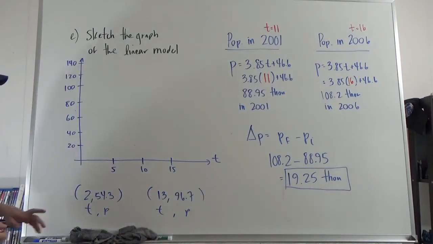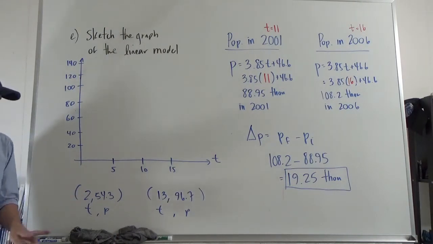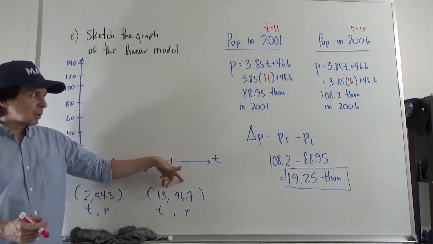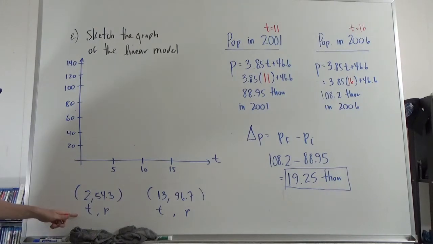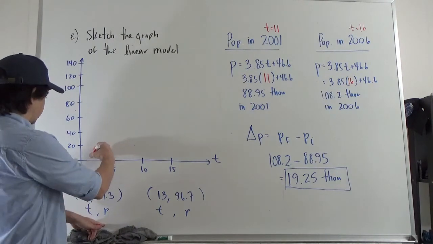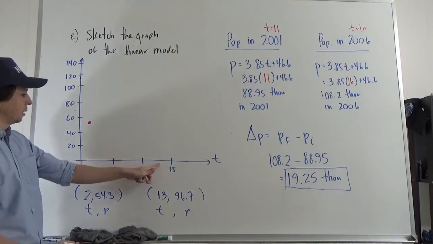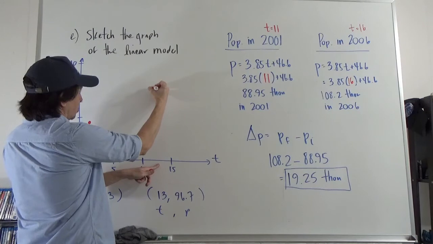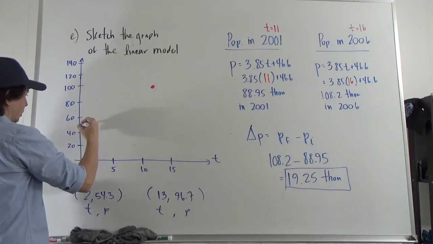Okay, and to sketch this model, all that was given in the original problem was just the population in 1992, the population in 2003. We picked out and made 2 ordered pairs of it and used it to find our equation, but we can also use these 2 ordered pairs to plot 2 points and then draw a line through them. 2, 54.3. I'd say about there. 13, 96.7. And this graph is really crude. Okay, we'll draw a line through it.